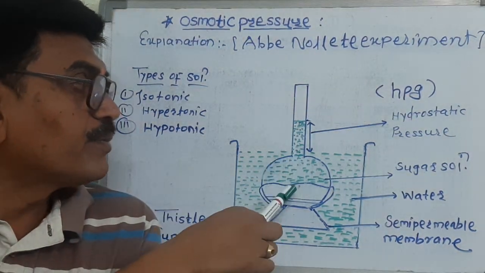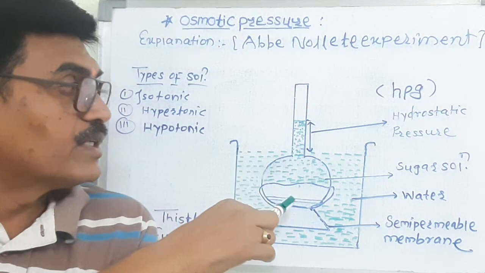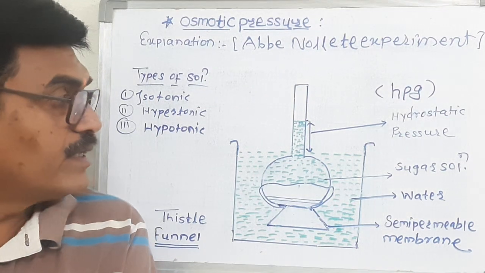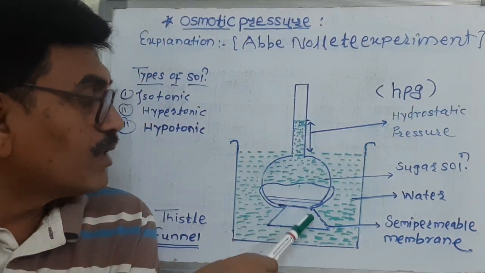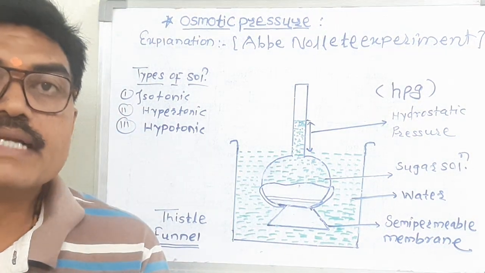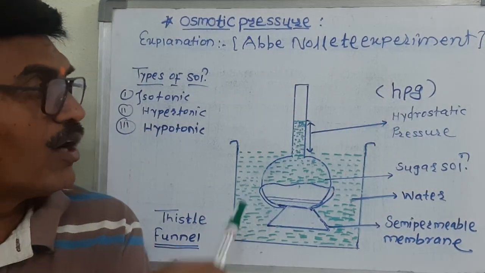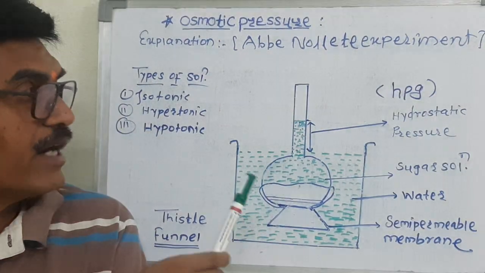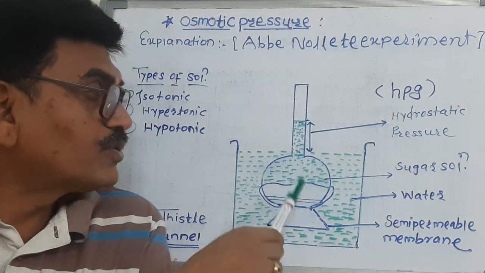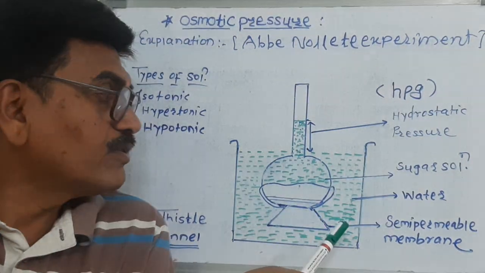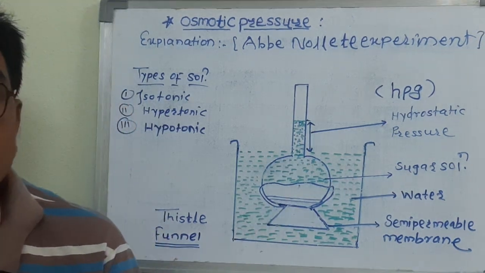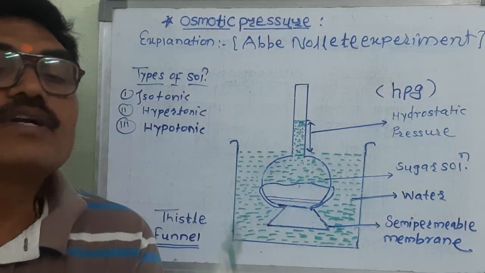This external pressure or excess pressure is called the hydrostatic pressure. When this hydrostatic pressure becomes equal to the pressure of the solvent molecules, then this is called the osmotic pressure. What is that? The hydrostatic pressure which is enough to stop the flow of the solvent molecules into the solution, that is, to stop the osmosis, is called the osmotic pressure.